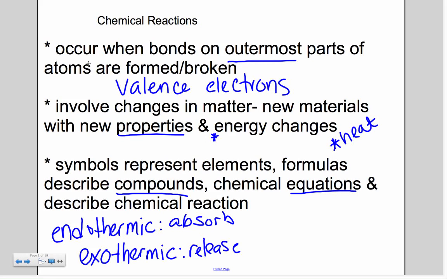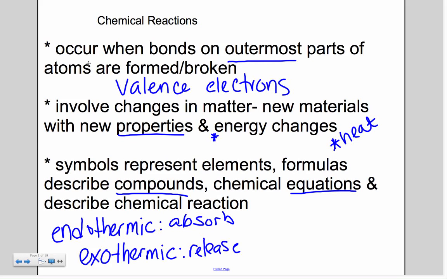So our chemical reaction happens when bonds in the outermost parts of the electron shell, or the valence electrons, are either formed or broken. So a reaction can happen when the valence electrons link together and form a bond, or when they're broken apart and create new substances. Chemical reactions involve changes in matter. This can be either new materials with new properties. It can also be an energy change, and by that it usually means that it either gives off heat or it takes in heat, meaning that it makes it hot or it makes it cooler.